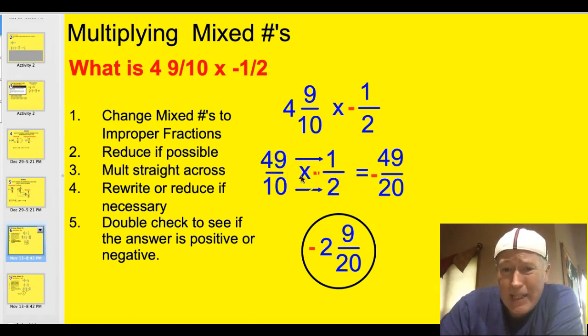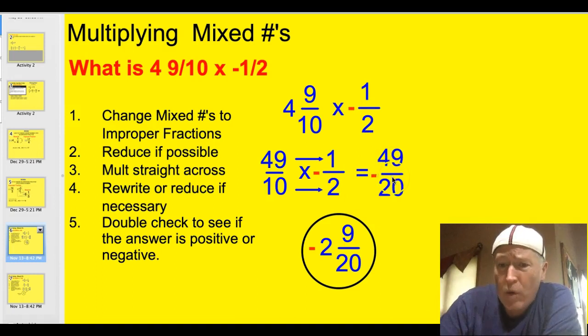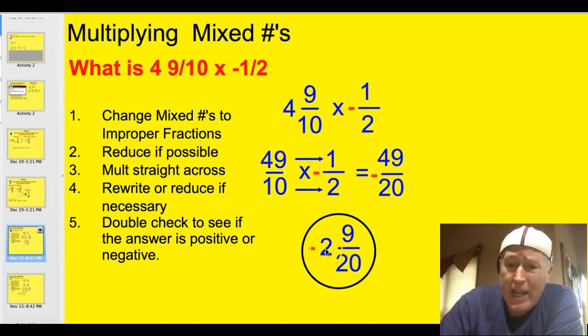In this case, I can't cross reduce at all, so I just multiply straight across. 49 times 1 is 49. 10 times 2 is 20, so I have 49/20. I had a positive times a negative, so my product here is a negative 49/20. And when I simplify that, I've got that down to a negative 2 9/20.